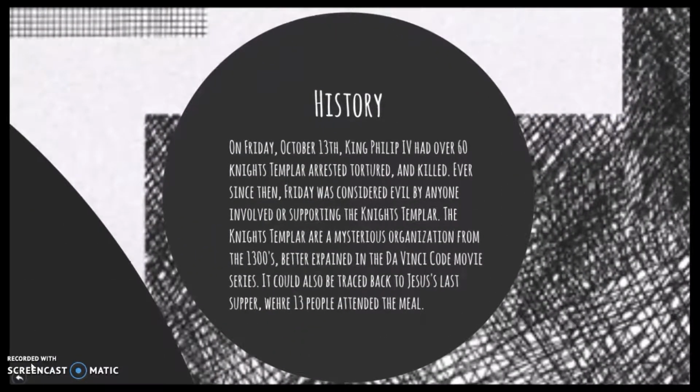History. On Friday, October 13th, King Philip IV had over 60 Knights Templar arrested, tortured, and killed. Ever since then, Friday was considered evil by anyone involved or supporting the Knights Templar. The Knights Templar are a mysterious organization from the 1300s, better explained in the Da Vinci Code movie series. It could also be traced back to Jesus' Last Supper, where 13 people attended the meal.